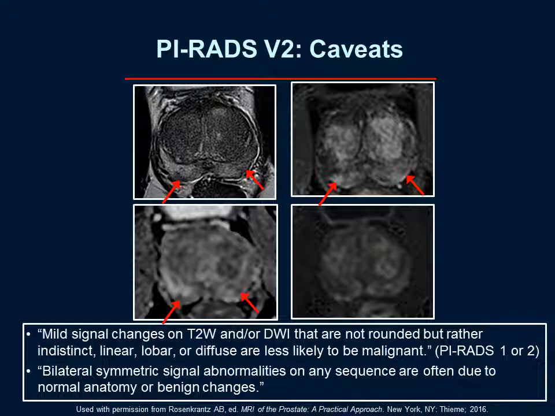One thing PI-RADS states is that mild signal changes on T2 and diffusion that are not rounded but rather indistinct, linear, lobar, or diffuse, are less likely to be malignant. These can be given PI-RADS 1 or 2 depending on the specific case. It notes elsewhere that bilateral symmetric signal abnormalities on any sequence are often due to normal anatomy or benign changes. So in a case like this, we see these fairly symmetric bilateral non-mass-like areas of mild signal changes on the various sequences. We just have to recognize this normal mild heterogeneity that we'll commonly see and not be overly suspicious about such changes.